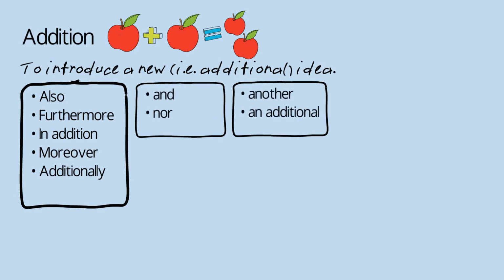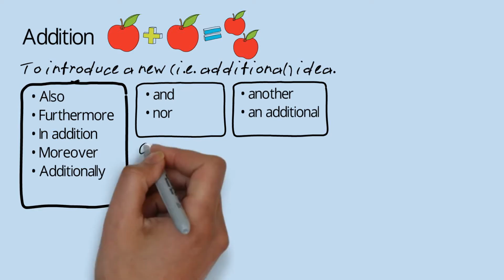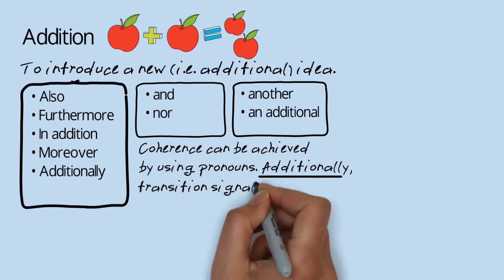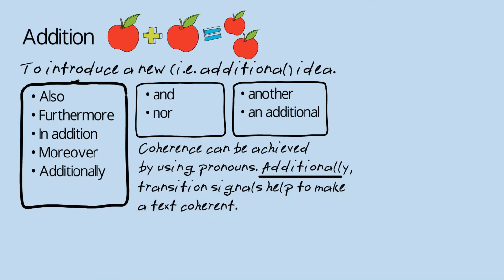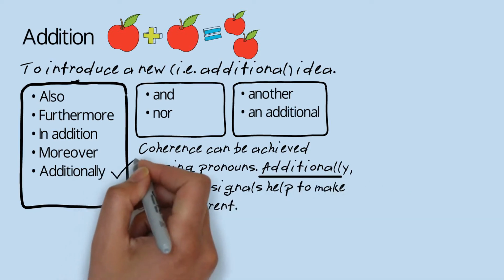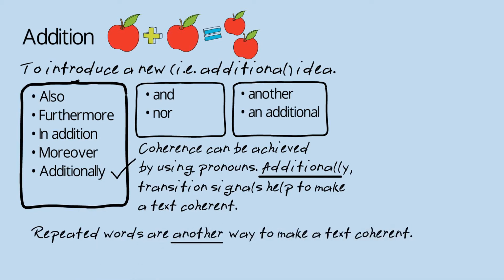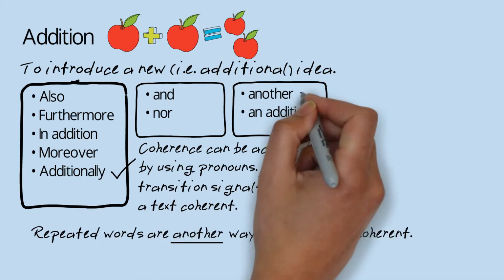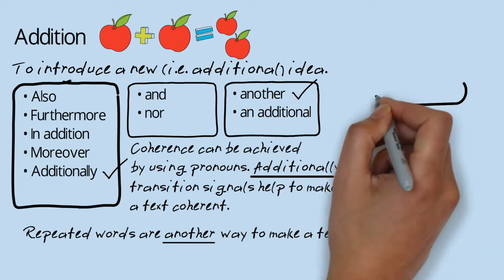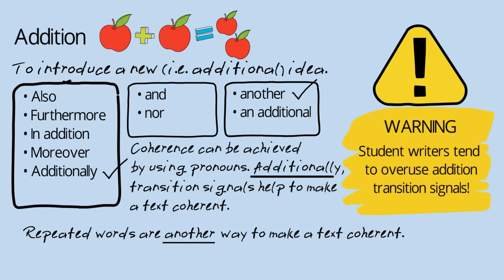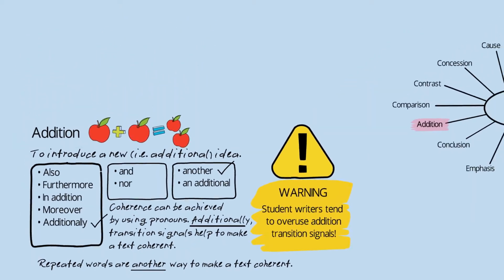Let's look at some example sentences. Coherence can be achieved by using pronouns. Additionally, transition signals help to make a text coherent. Another example, repeated words are another way to make a text coherent. A word of warning with addition transition signals: student writers tend to use addition transition signals much more than expert writers do. So definitely try not to use too many of this type.